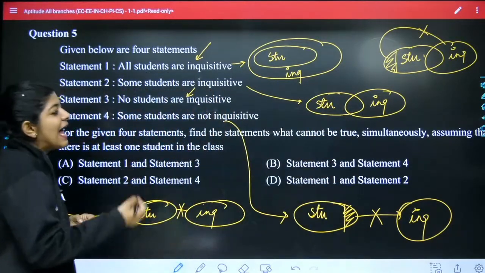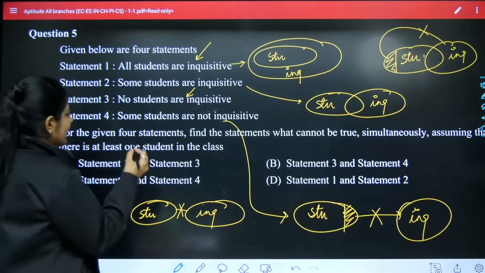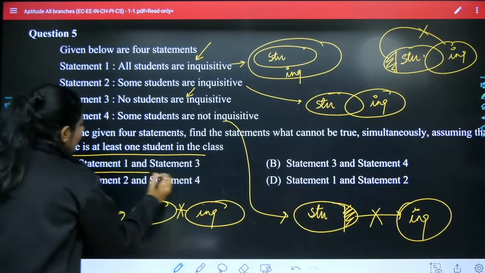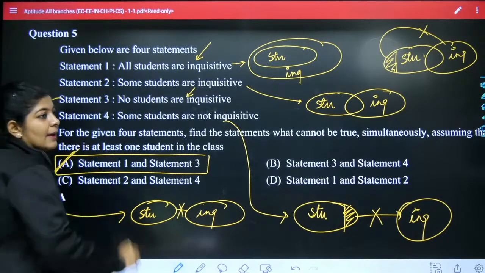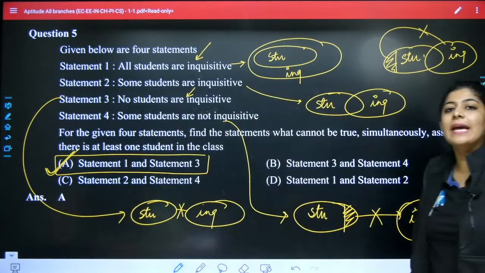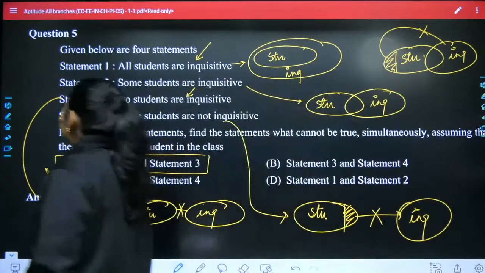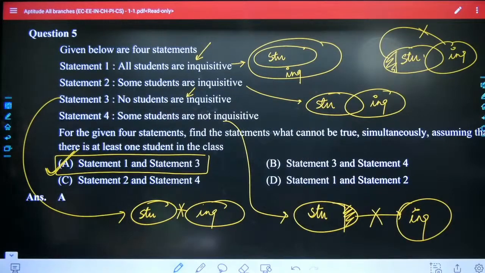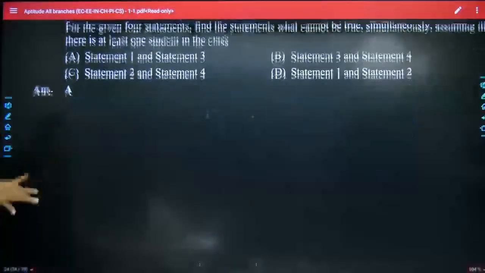So here it is asked which cannot be true simultaneously. So the correct answer is option number A. Statement number 1 and statement number 3 cannot happen at the same time. They can't happen at the same time. This is a very easy question. Okay, now let's move to the next question, which is question number 6.